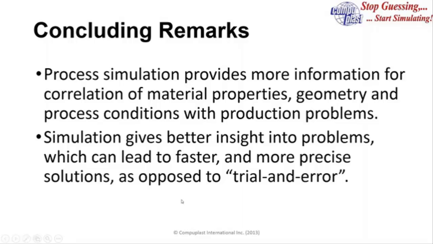So, in conclusion, process simulation provides more information for correlation of material properties, geometry, and process conditions with a particular production problem. Simulation gives better insight into the problems, which can lead to faster and more precise solutions as opposed to the traditional trial and error methods.